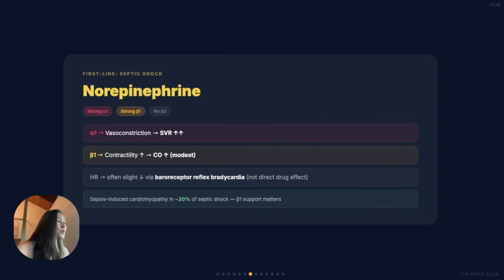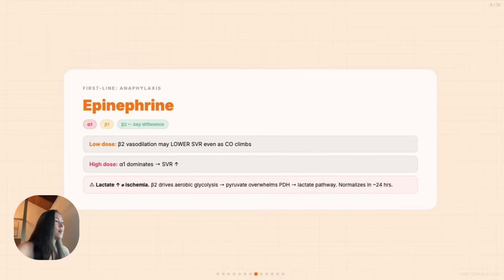All right, so now let's talk about epinephrine. Epinephrine hits all 4 receptors, right? And the key difference from norepinephrine is it has meaningful beta 2 activity. So at lower doses, beta 2 vasodilation in the periphery can actually drop SVR, even as cardiac output is climbing. So MAP may barely move at low doses, even though the heart is working harder.